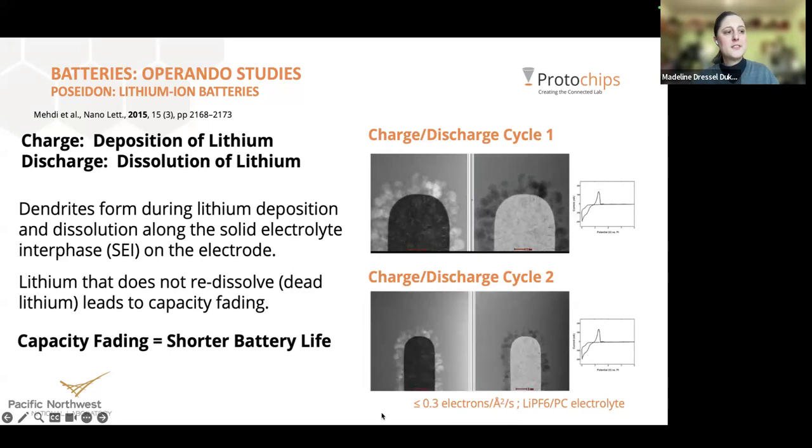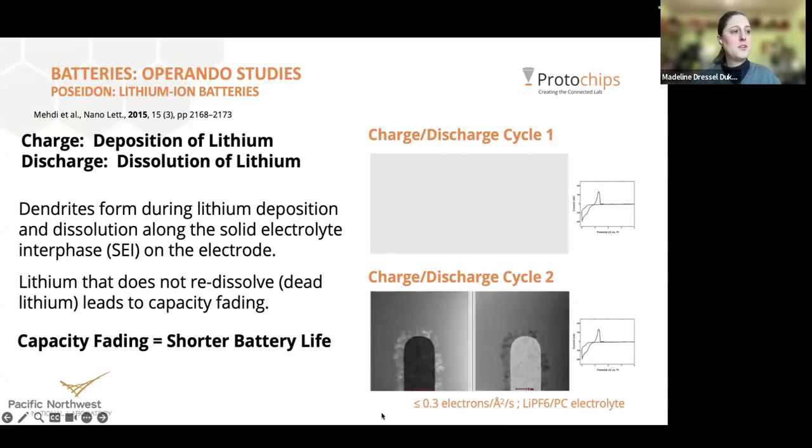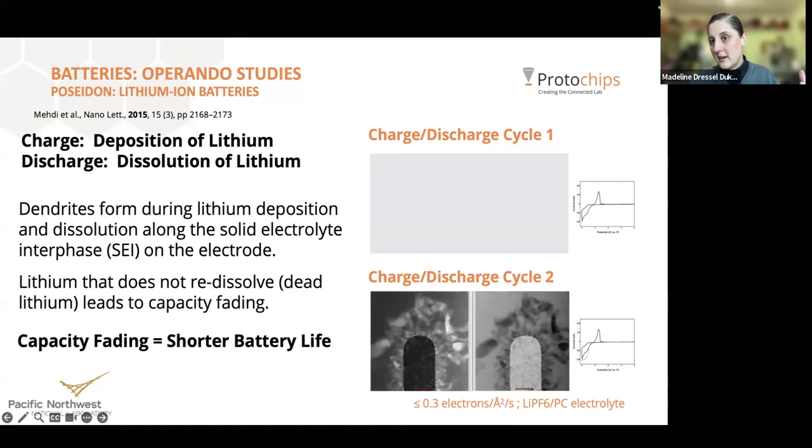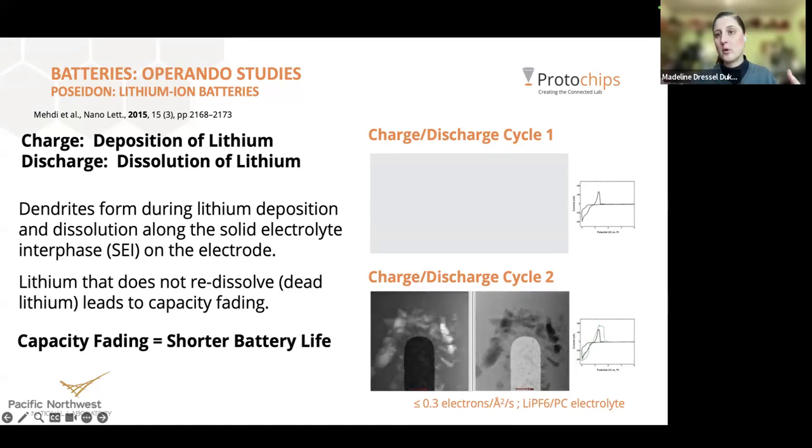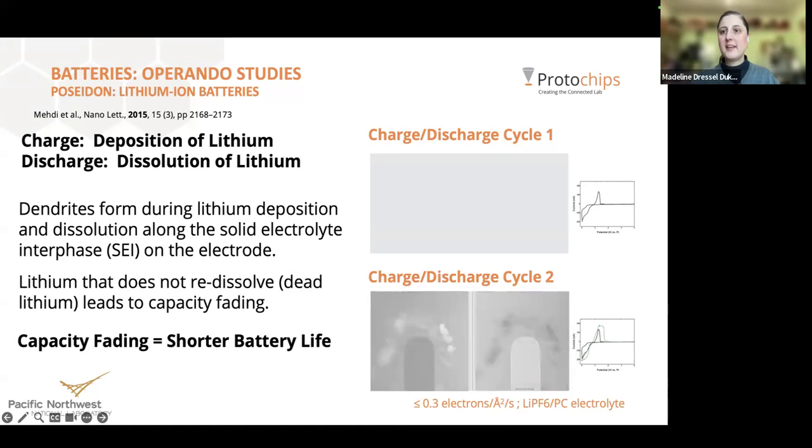And so if we do a second cycle here, the same thing is going to occur, but we already have some lithium now left over on the electrode. So more lithium is going to plate onto that. And when it cycles back then, more and more is left. So this is a really very good visual example of capacity fading and the degradation of battery lifetime as you do more and more charge cycles.